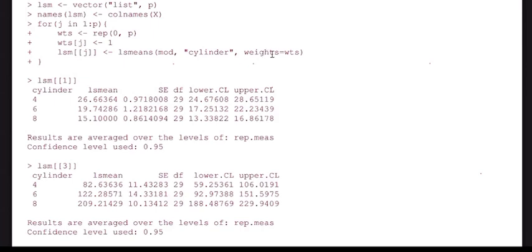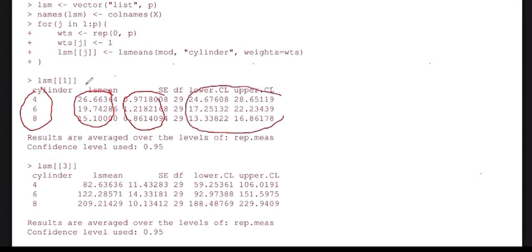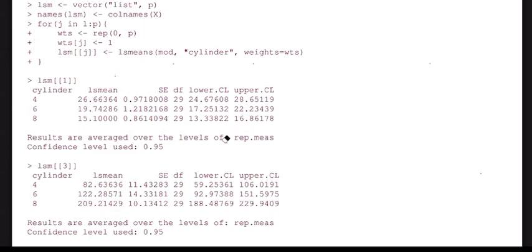We're going to do one at a time. Here in the data set that we're using, the categorical variable is cylinder, with levels 4, 6, and 8. These are the LS means, this is the standard error for that, and of course we have both the lower bound and the upper bound. But there's something I really want you to see.